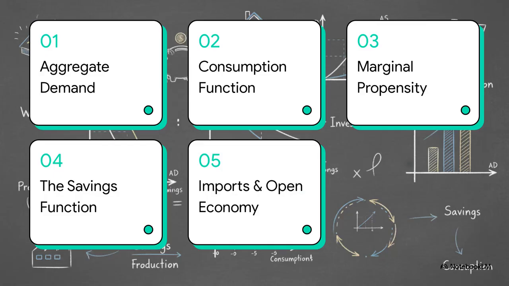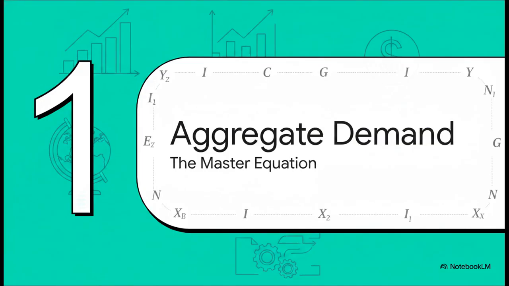Okay, here's our quick roadmap for today. First, unpacking aggregate demand. Second, the consumption function. Third, marginal propensity to consume. Fourth, the savings function. And finally, number 5, imports and open economies. Let's dive right in. All right, Section 1, Unpacking Aggregate Demand.